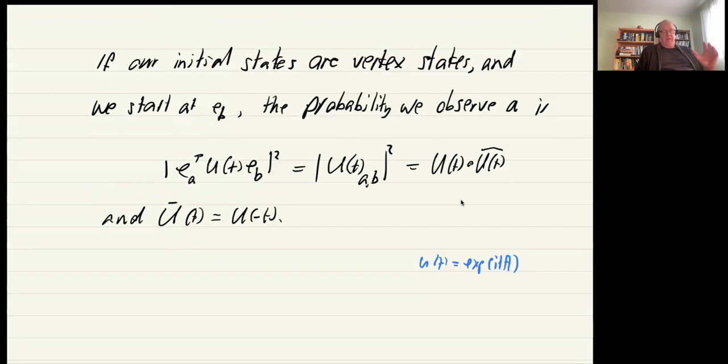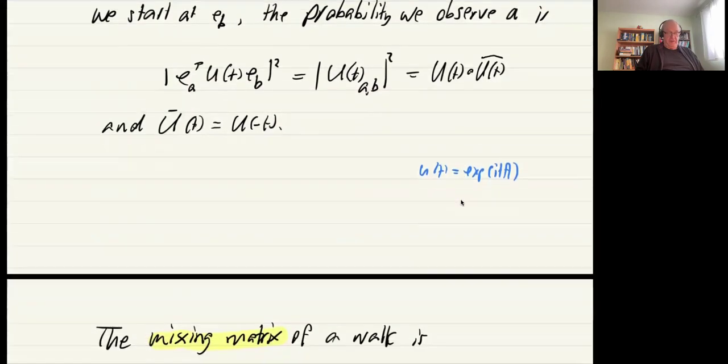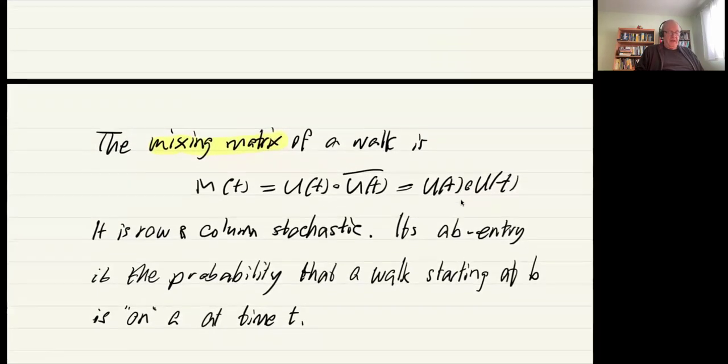So in the simplest case, we can sort of forget about density matrices, and the information we need is just the squares of the absolute values of U of t. And U of t is just given by exp of itA. So it's just linear algebra at this point. Actually, all quantum mechanics is just linear algebra. That's what causes the physicists problems.